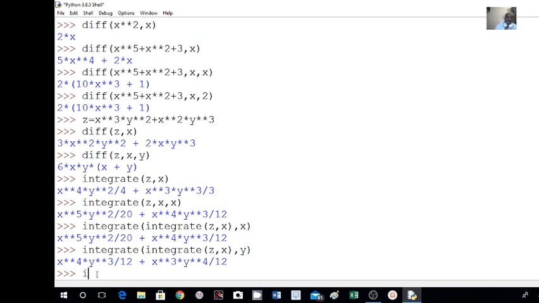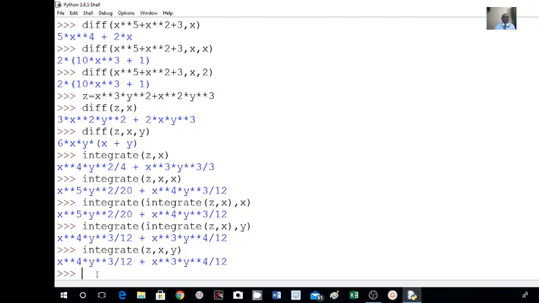Now can I write like this, integrate z comma x comma y, bracket close, enter. Same thing I am getting now. So instead of writing integrate 3 times, I can give first with respect to what, next with respect to what, next with respect to what. Like this also we can give.